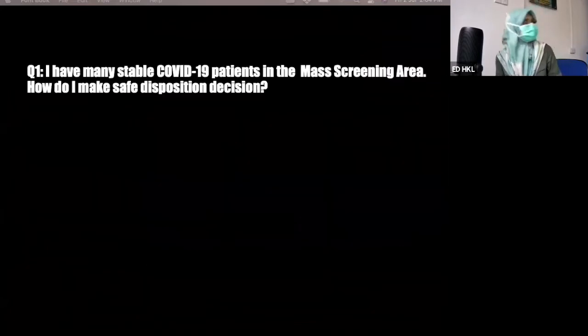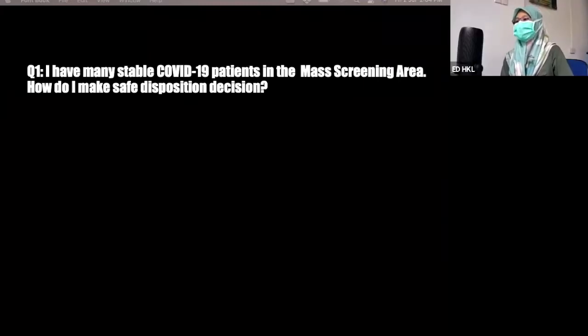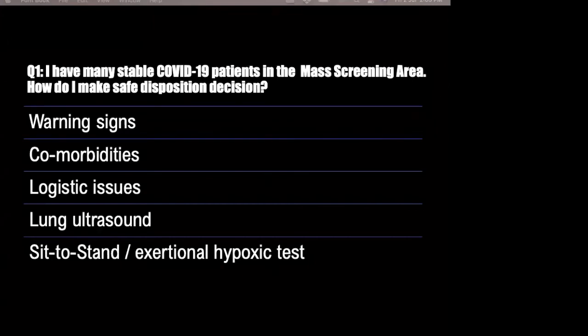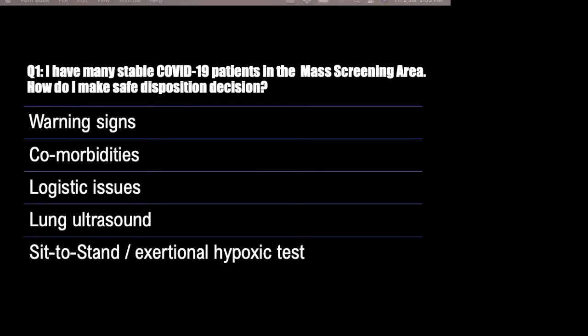Okay, let's go to the first question. I have so many stable COVID-19 patients in the mass screening area. How do I make a safe disposition decision? This was asked to me by one of the Northern District Hospital EPs when they were swarmed with a lot of COVID-19 patients, and half of them were stable and half of them were on oxygen. You use the warning signs, patient comorbidities, and logistic issues to make decisions. You can also facilitate your decision by performing lung ultrasound and also hypoxic tests.